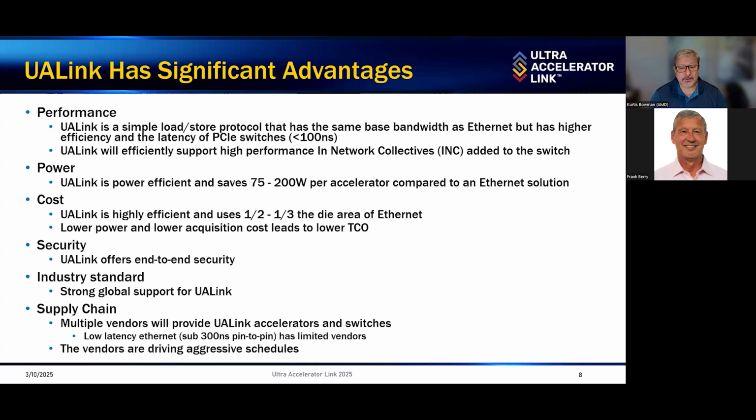The other thing you do is cost, right? So UALink is very efficient in its die area. It's a half to 1/3 the area of an Ethernet solution. So that reduces your total cost of ownership because you've got lower power, you've got lower acquisition costs. And then we have an end-to-end security. So you can be very comfortable that your data is safe both at rest as well as while it's in flight. And we feel like because it's an industry standard, we're getting that strong global support.